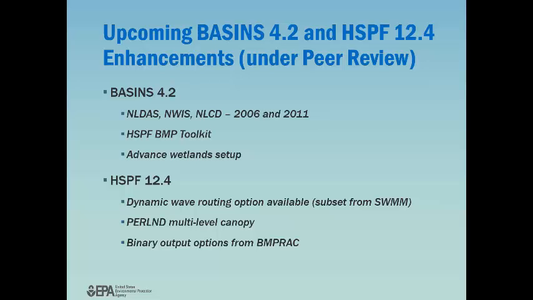represent the effects in forested areas of things like burning underbrush, prescribed burning, and other management practices, we developed a multi-level canopy, so you can divide that vegetal canopy into 5 different compartments, for example an overstory, understory, and a litter compartment, to represent each of those sequentially in a fashion that better represents what's happening in the above ground compartment. And there are some additional binary output options in version 12.4 for the BMP report module, which is BMP Rack.